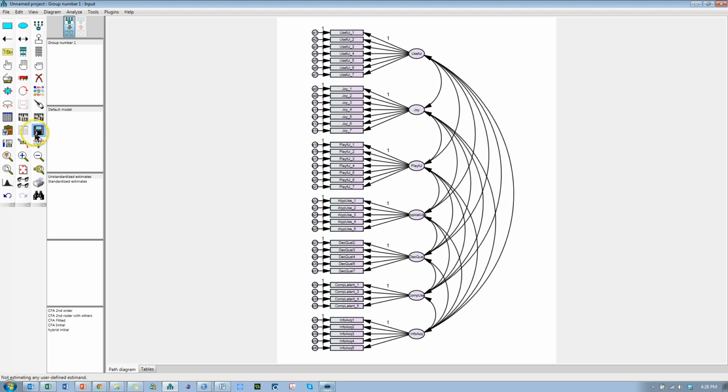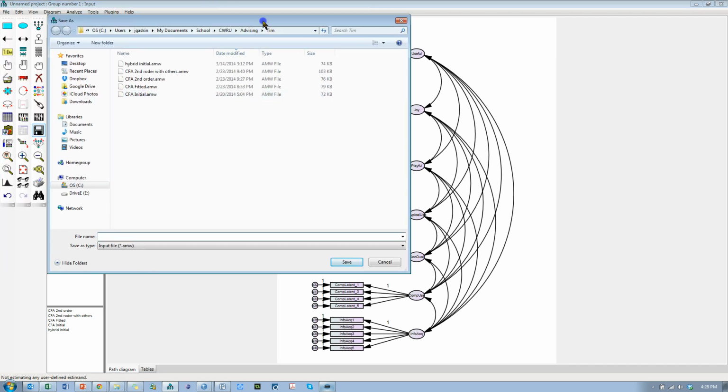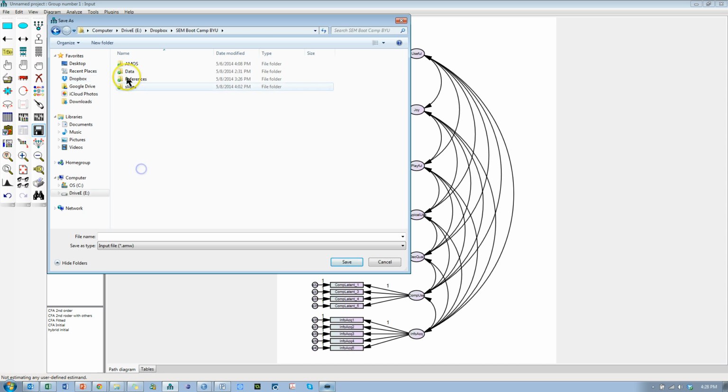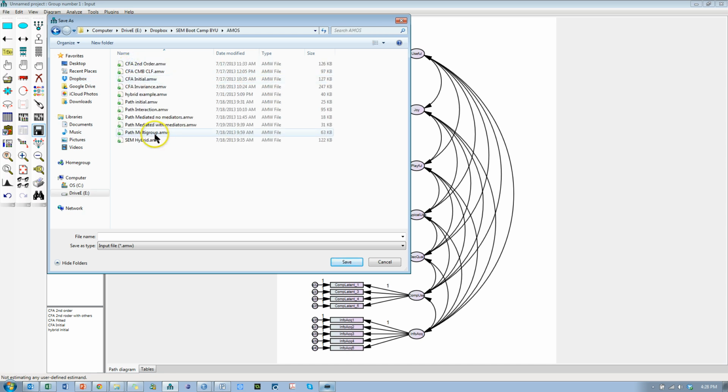So let me go save it somewhere. Again, please don't save inside the Dropbox. So I'm going to save everything in Dropbox so you have it after this workshop to play with and to refer to. Data, Amos. Here we go. None of this should be in here. I'll just write over it, CFA initial.